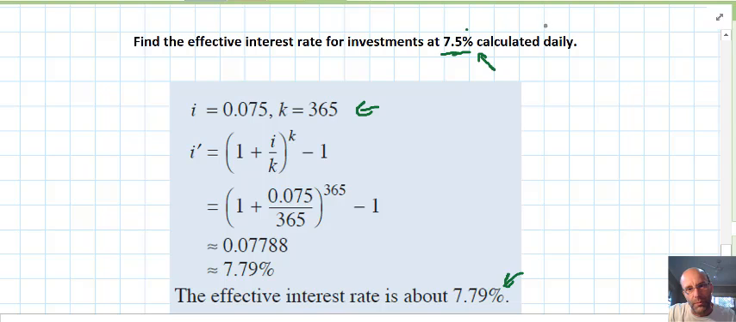And that makes sense because when you're compounding more frequently than once a year, you don't need as much of an interest rate to have the same effect. Or conversely, if you have a 7.5% daily account, to get the equivalent amount of outcome, you need 7.79% compounded annually.